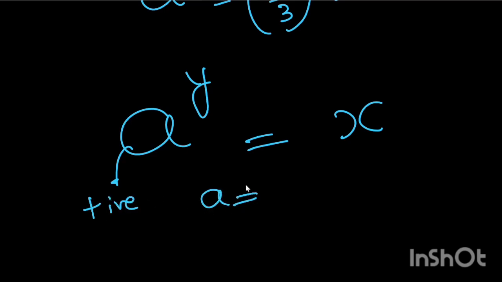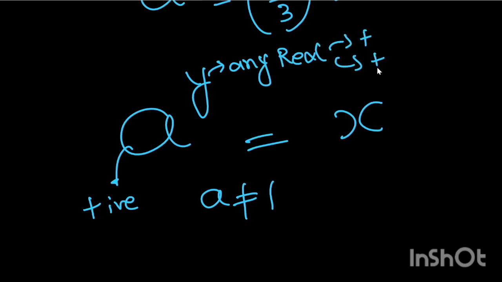So in any case, if we fix a as a positive number, and let's not choose a to be 1, because if we choose a to be 1, then the value of y won't matter much, because it will always be 1. And if I choose y to be any real number, whether positive or negative, if we solve, we will get x to be always positive.